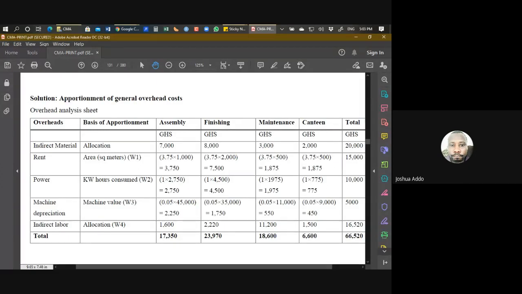The overhead analysis sheet. Do you understand the allocation 7,000, 8,000, 3,000, 2,000? Okay. I understand the square meter. You understand what? Square meters for rent. The rent, do you understand? Understand rent. Please, I can't get you well. Speak well. What about the rent don't you understand?